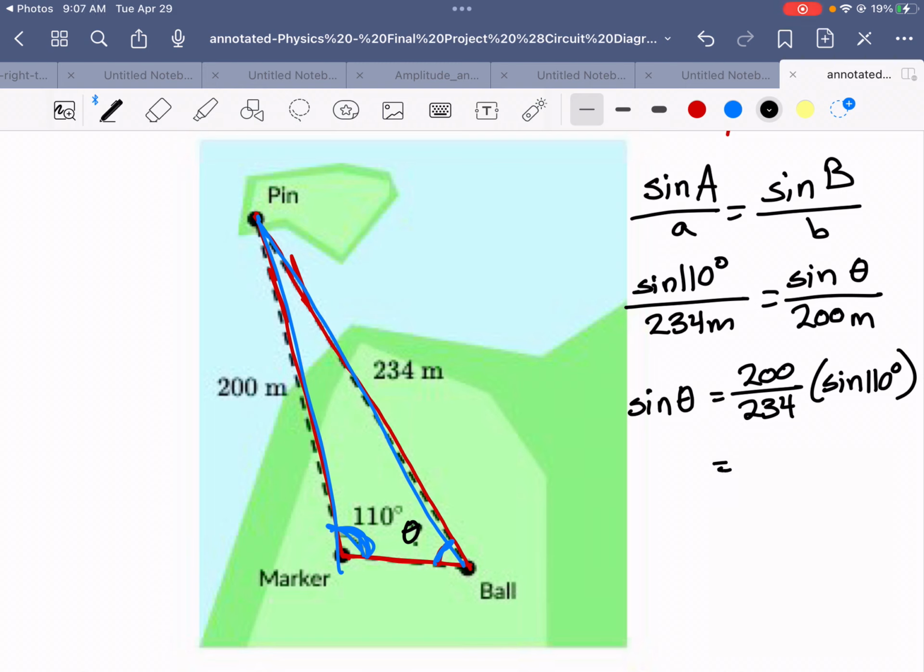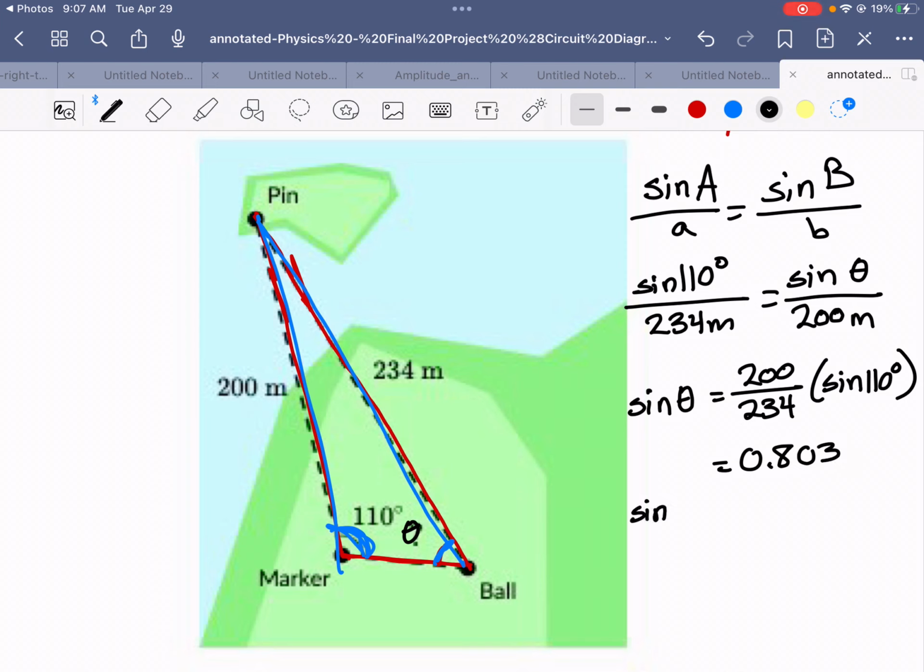And I will just do that on my calculator and hopefully not get confused like last time. 234 divided by, and then we'll do that. So I'm getting that sine theta is equal to 0.803. I wouldn't normally round right now, by the way. I would just do this on your calculator.